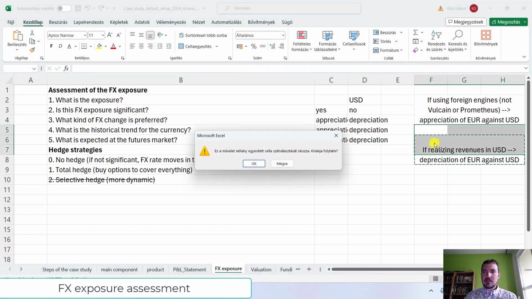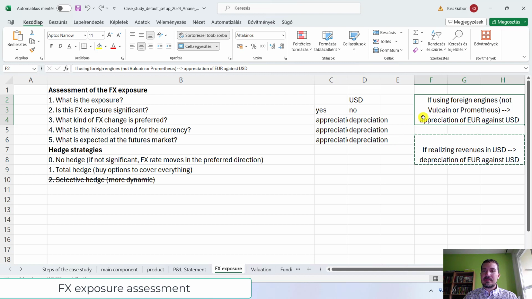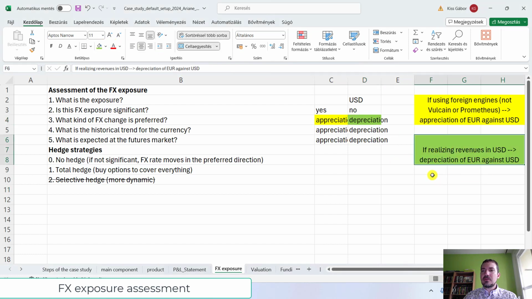Let's keep it that way. So these are the two options. Let's give a color. Maybe in this case we can see that on the revenue side, we are always looking for depreciation because it can increase our profit in our own home currency. If it's on the expenditure side, we are always looking for appreciation of our own domestic currency.